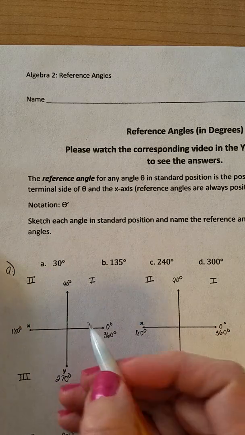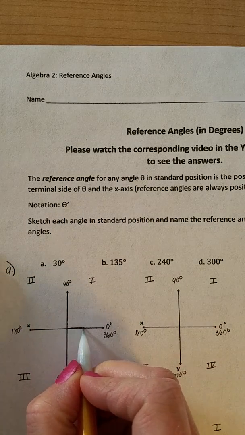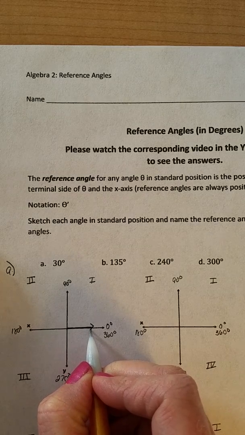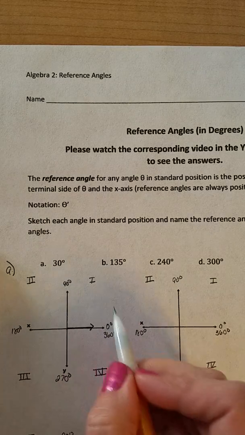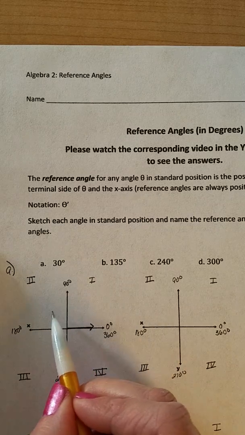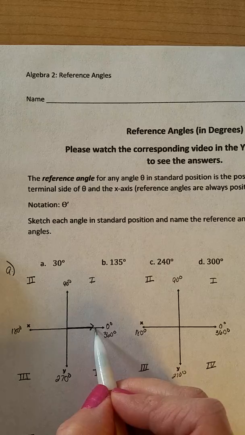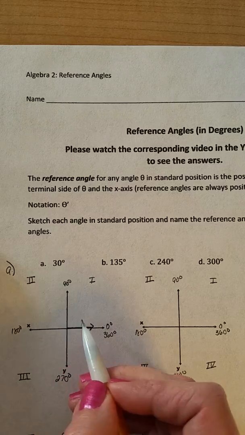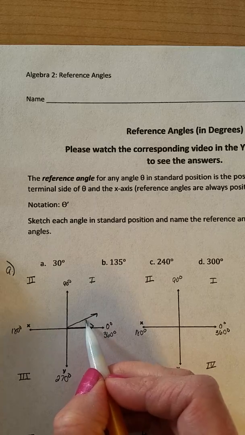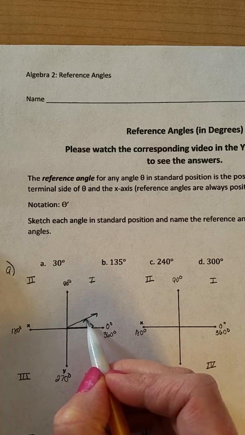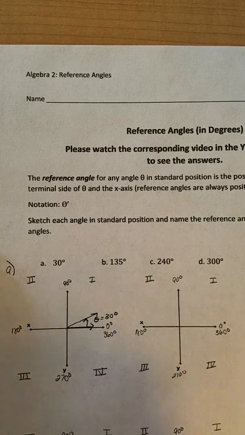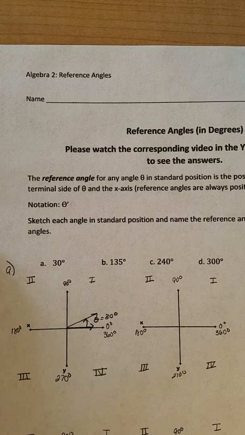30 degrees. You always start out with your initial side. Your initial side lies on the positive x-axis. And if I'm going to go 30 degrees in a positive movement, you're going to go counterclockwise. So here's 0 degrees, here's 90 degrees, which means 30 degrees is right in here. So here is my angle theta. Theta equals 30 degrees.